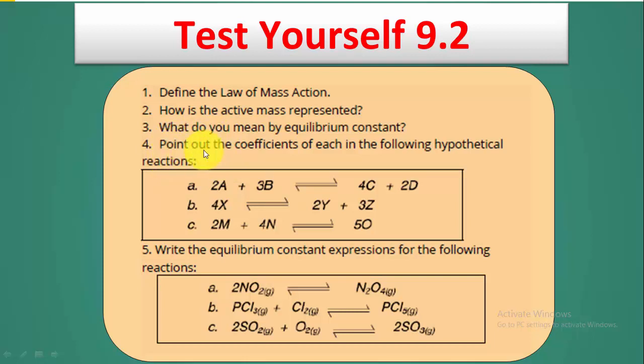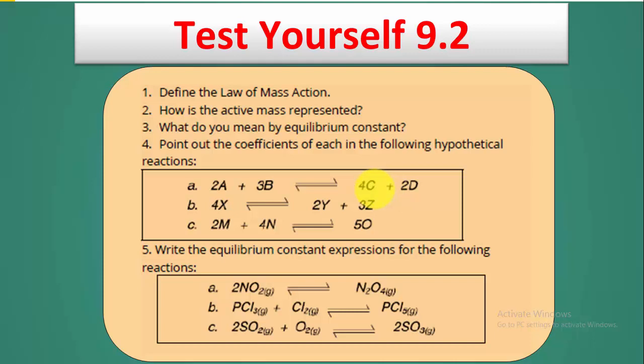Question number 4. Point out the coefficients of each in the following hypothetical reactions. In the first one, 2A plus 3B is equal to 4C plus 2D. So 2 is the coefficient of A, 3 is the coefficient of B, 4 is the coefficient of C, and 2 is the coefficient of D. Similarly, we will solve the other ones also.